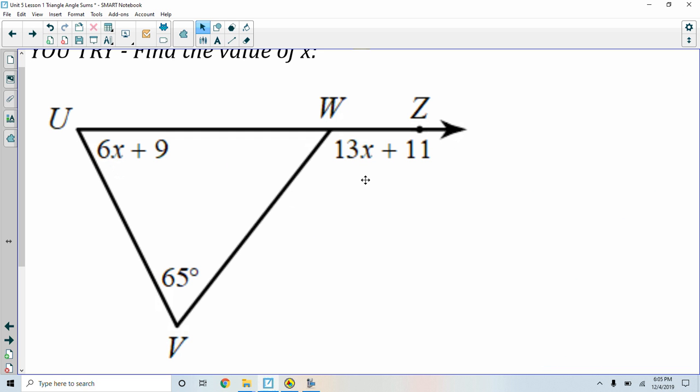So give this one a try, just like we did in the last couple slides. Use the exterior angle theorem. Make sure that you just type the value of x. And make sure that if you have any questions from this lesson, that you write them down in your notes so that you can ask me the next time you see me, and I can help you through that.